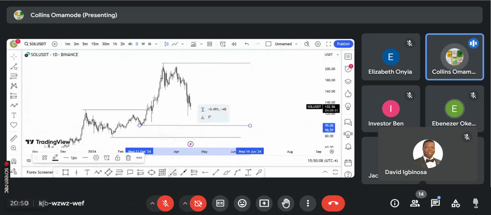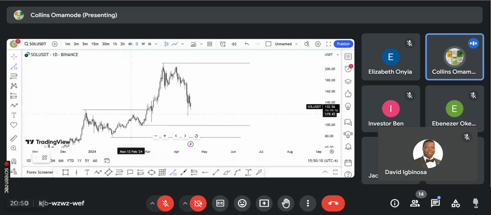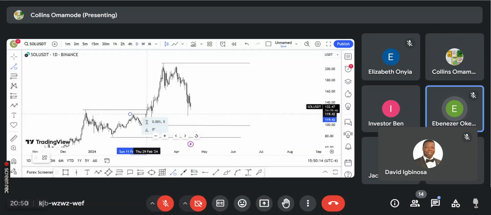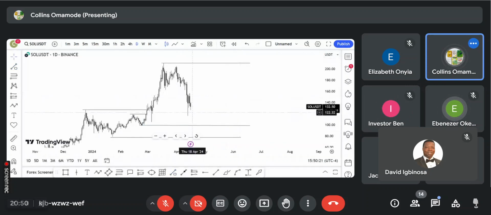Why did I classify that low as liquidity? Because that low broke this minor structure here. Yes or no? Yes. You see, there's an internal structure, that low. So that low is liquidity also.